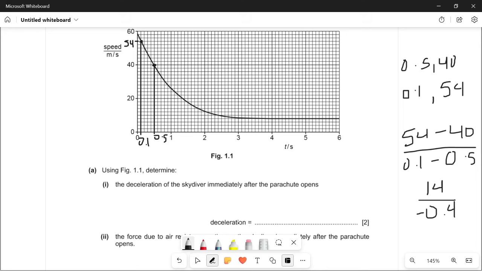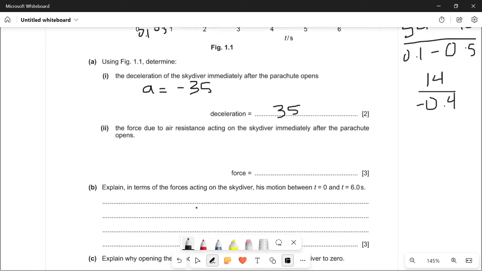But then we're asked to find the deceleration. So if the acceleration is negative 35, to find the deceleration, it's the same as negative acceleration. So we can just write 35 over here. So if we're asked to find the deceleration, we can write it as a positive number. But if we were asked to find the acceleration, we should write the negative to show it's decelerating. Let's move on to the next.